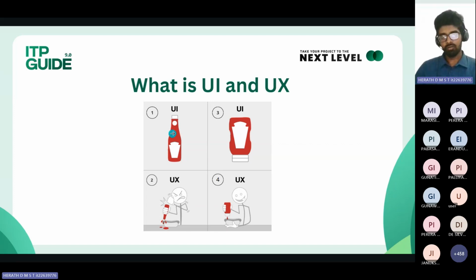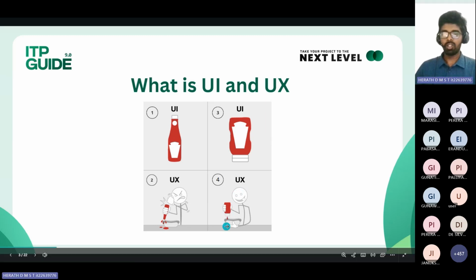So let's have a look at number 3. Here, the same sauce bottle is visible, and it also has some kind of nice UI, but it has given a better user experience to the user. That's why he's happy, being able to get the sauce out of it very easily in number 4 of the image.